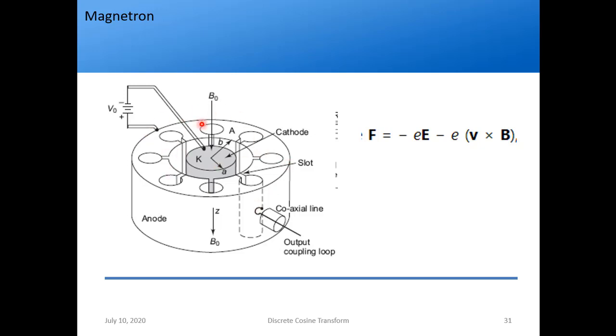So it is a circular structure. We have a circular cathode in the center, surrounded by a circular anode, and we have some slots made in the anode. So these slots are what? This is the slot and this is a cavity, similar to klystron. And we give obviously a negative voltage to the cathode with respect to the anode. We have an external magnetic field with the help of a permanent magnet given in the z direction. And we get the output from any one of the cavities. This is a coaxial output, so that is why this output coupling loop is shown. So this is the simple construction of a magnetron.